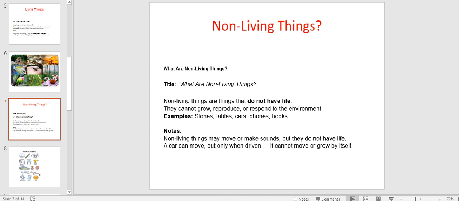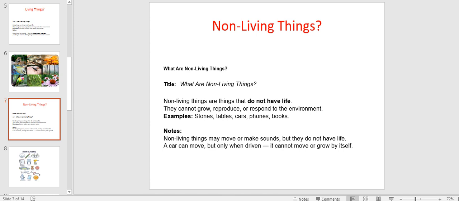We can add televisions, we can add radios, we can add cooking pots, we can add shoes, we can add, the list is endless. These are things that don't have life. Non-living things may move or make sounds, but they do not have life.